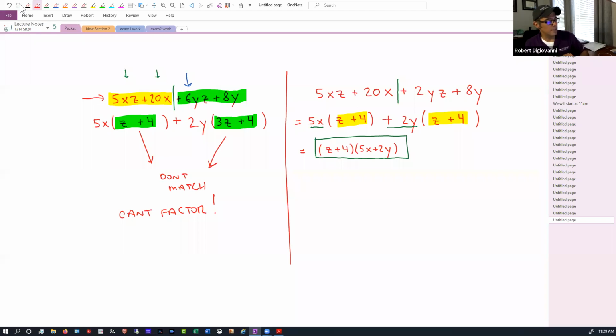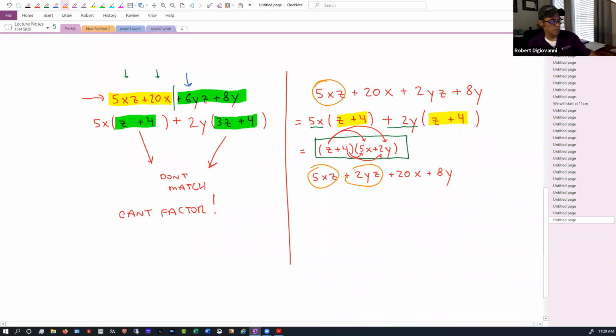If I were to ask you to check this, what we would do is we would FOIL this. We would actually multiply this out. So what would happen if I did this times this? I get 5xz. If I did this times this, I would get plus 2yz. Then when I do the inner ones, I get plus 20x. And then when I did the outer ones, I would get plus 8y. And if you compare that to the one above, we have 5xz, 2yz, 20x, and 8y, got it. So it is the same thing, isn't it?